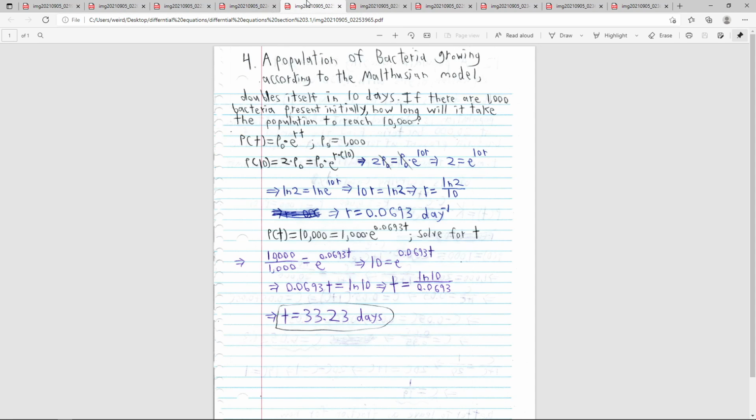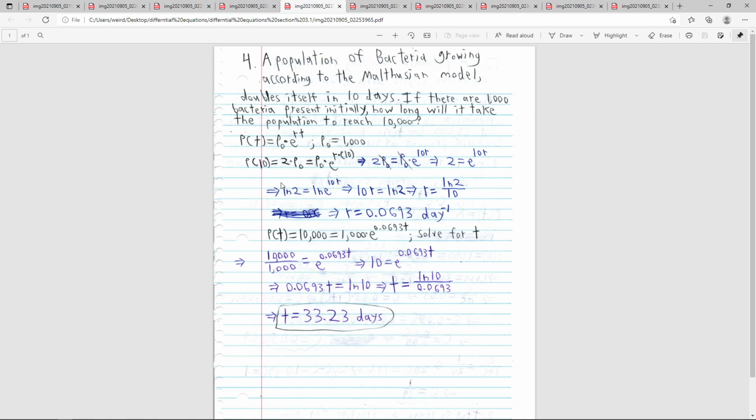So we have one more problem with the Malthusian model. A population of bacteria growing according to the Malthusian model doubles itself every 10 days. If there are 1,000 bacteria present initially, how long will it take the population to reach 10,000? So we want to reach 10,000. It doubles itself in 10 days. So all we have to do is find the reproductive rate as the first thing. So P0 equals 1,000.